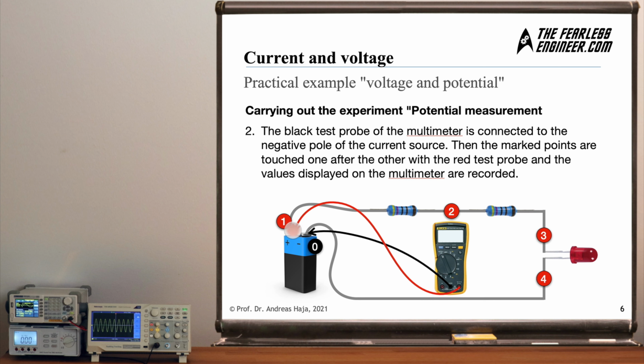first to position number 1, which connects directly to the positive terminal of the battery. Then we move to position number 2 between the two resistors, then to position number 3 just before the LED, and then to position number 4. And we will look at the measurements to see what the electric potential at these various positions in relation to the negative terminal of the battery actually is.